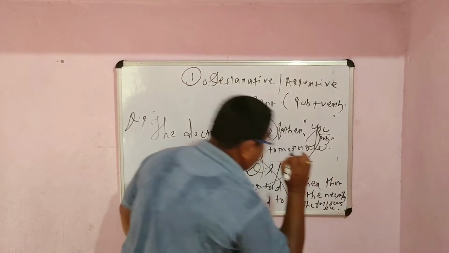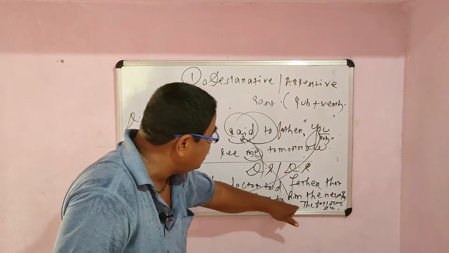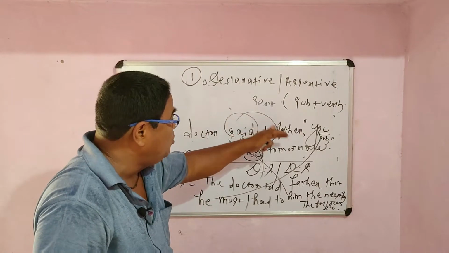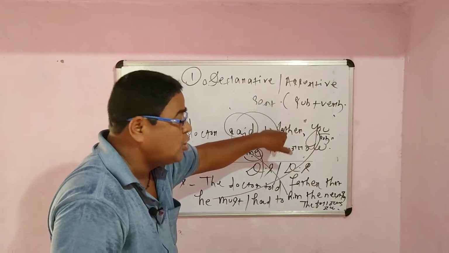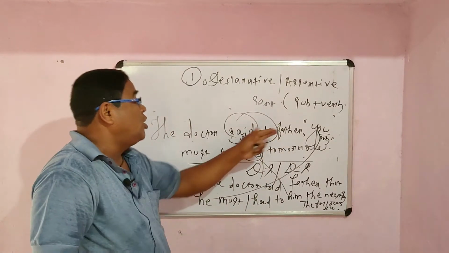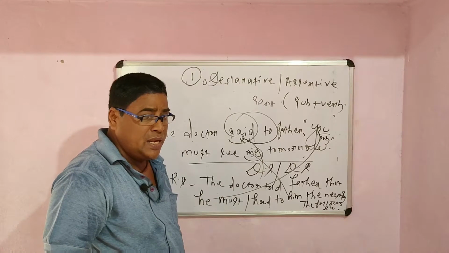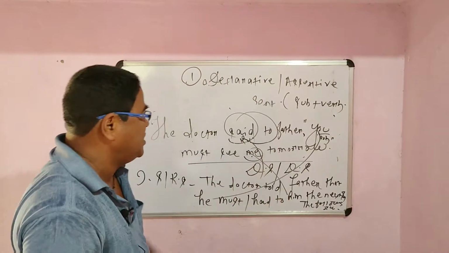So this is the time expression. As usual, tomorrow should be changed into the next day or the following day. Today should be changed into that day. Yesterday should be changed into the day before or the previous day. The day after tomorrow becomes two days after. The day before yesterday becomes two days before. Now should be changed into then. Ago should be changed into before. Accordingly, you have to change the time expressions.